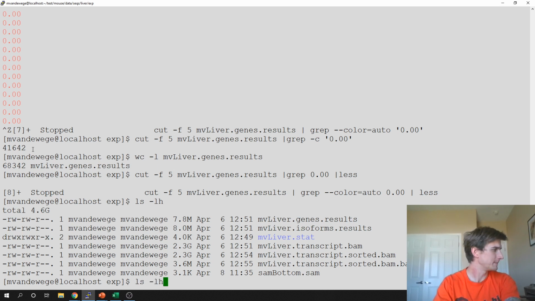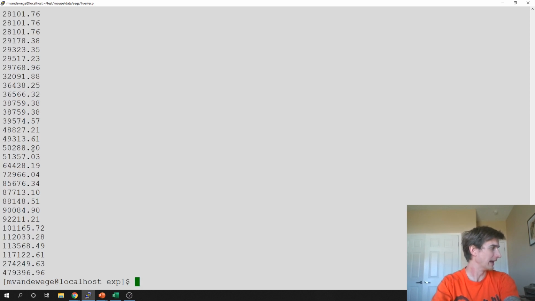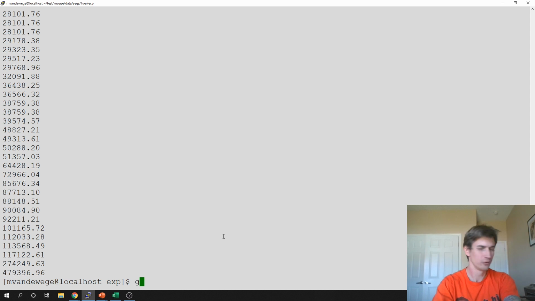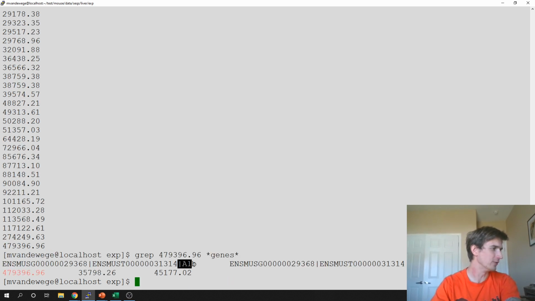But let's see. I can find out what's my most expressed gene, or at least which gene had the most reads mapped to it. So I can still cut on that fifth column, sort it as a number, and then I can get all of my read counts per gene. And so this is my biggest one. That's my biggest number by far. So I may want to grep this number out. And so it's going to tell us this ALB gene had the most number of reads mapped to it, right?